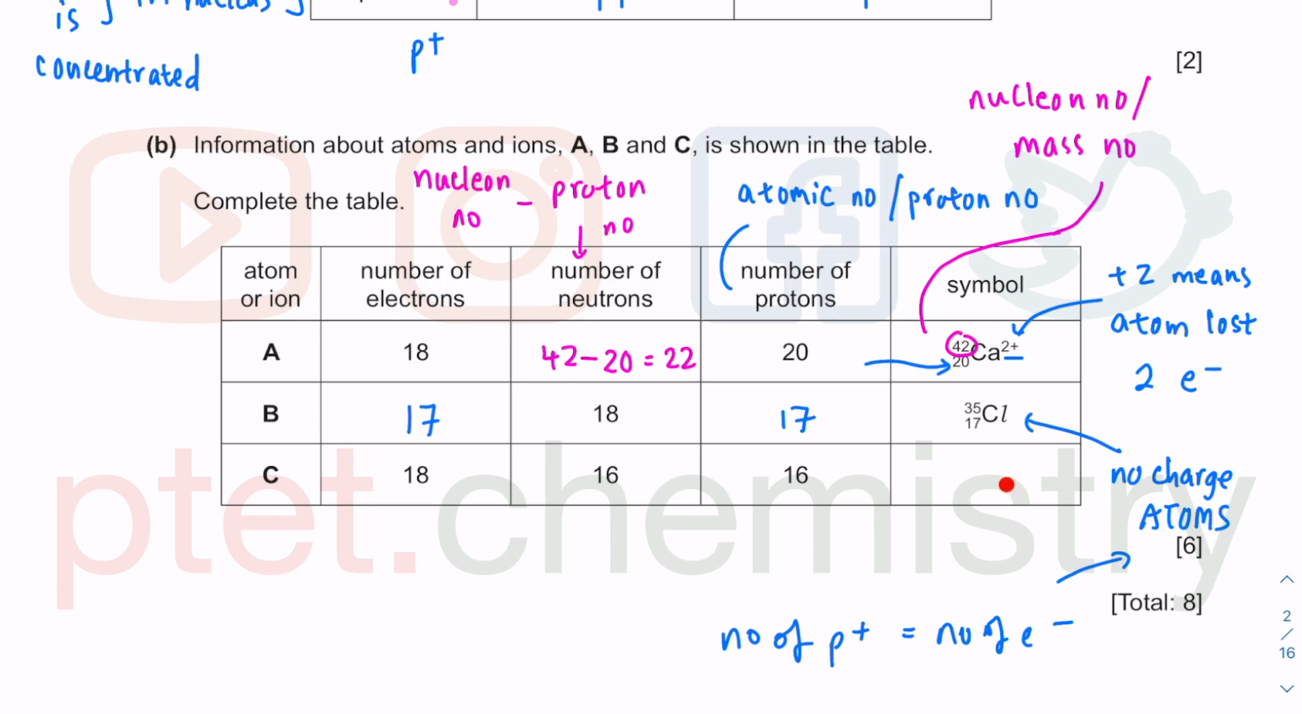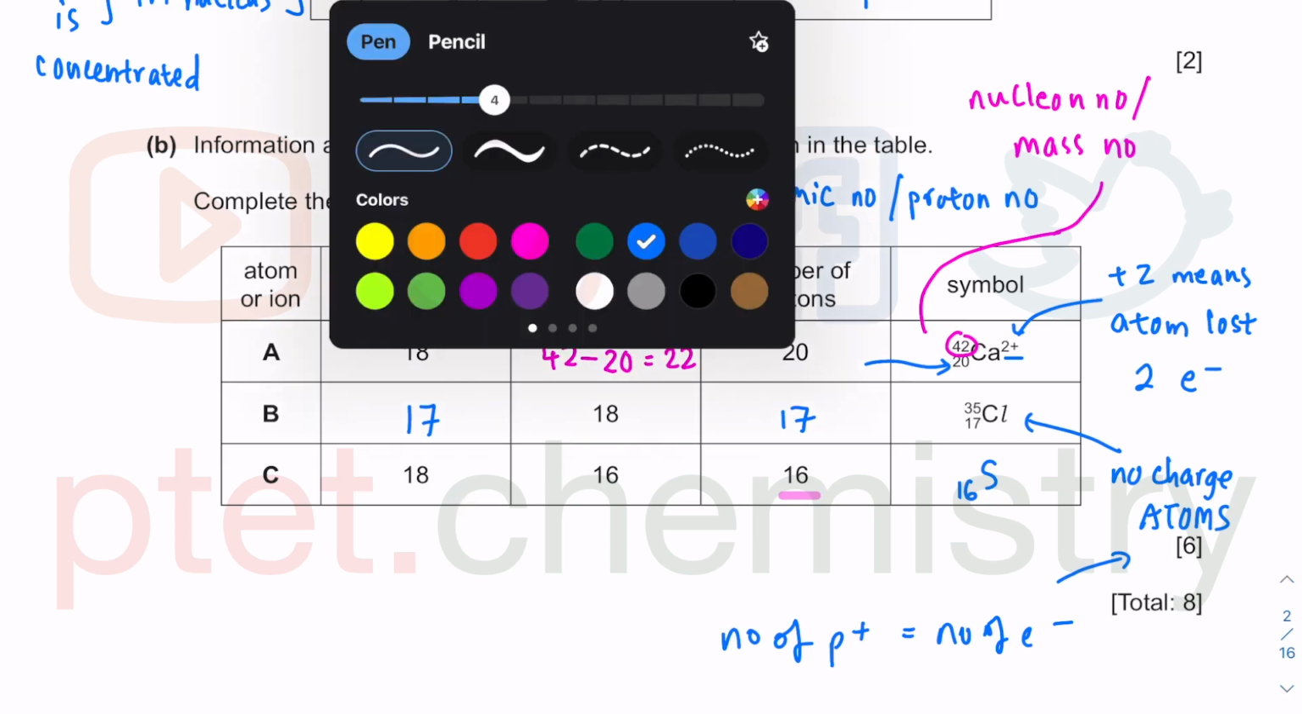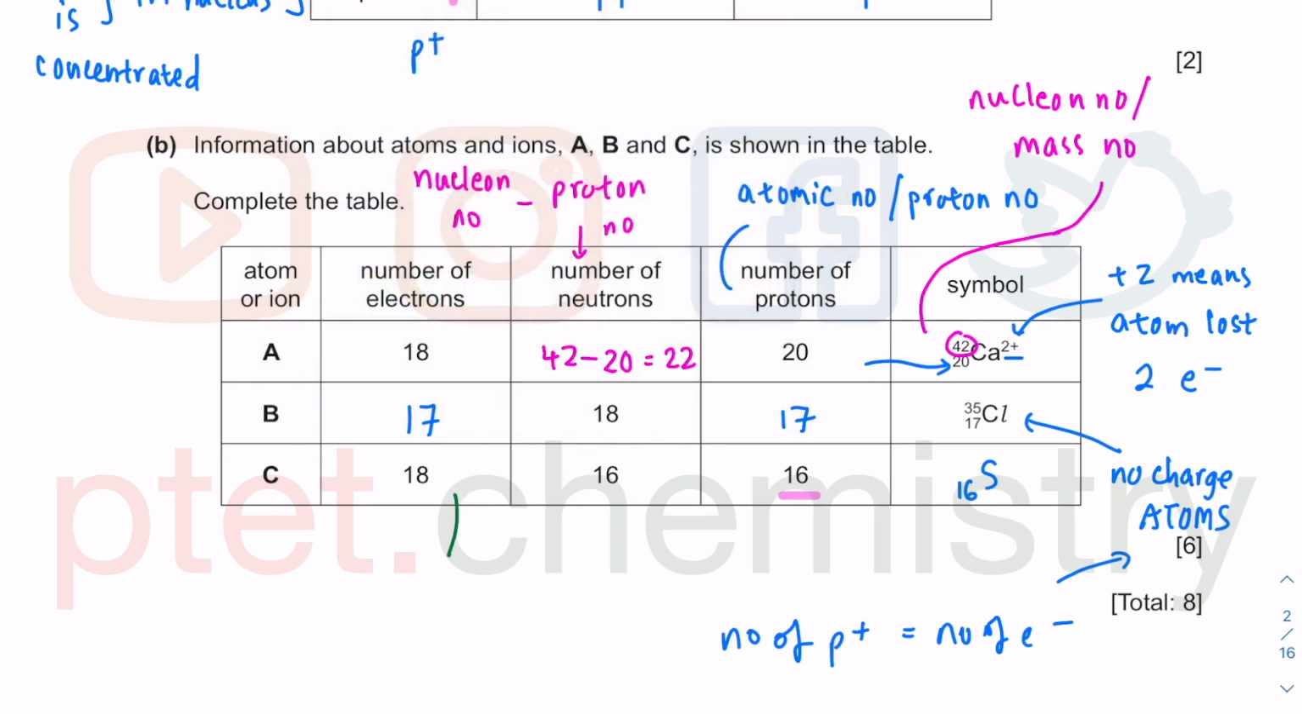To work out what is the symbol for the last one, we look at the number of protons. That is your identity. Element number 16 in the periodic table is sulfur. To work out whether it is charged or not, you look at the number of protons and the number of electrons. You can see that there are 18 electrons and 16 protons. So 18 e minus, 16 p plus.